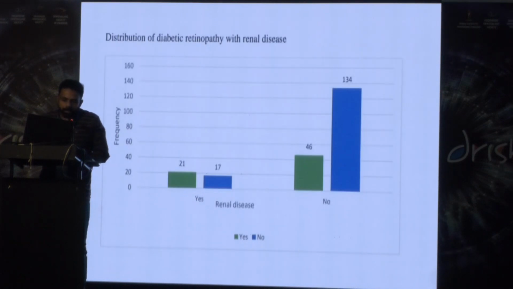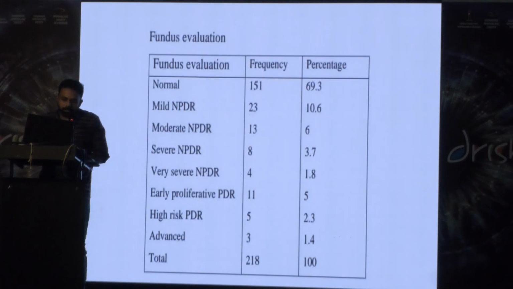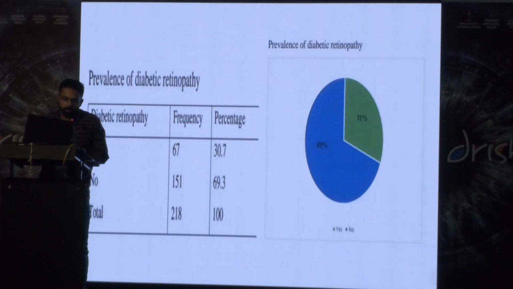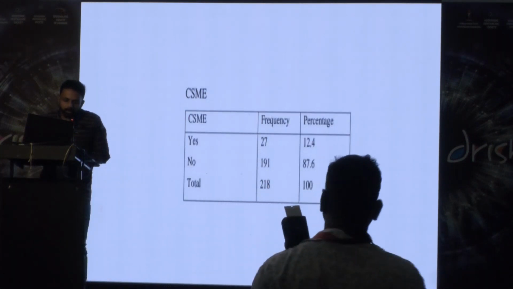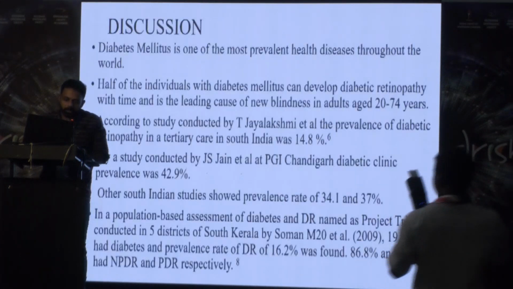Hypertension and diabetic retinopathy, and renal disease. Among fundus evaluation, mild retinopathy was seen in 10.6%, moderate 6%, severe 3.7%, very severe 1.8%, early proliferative 5%, high risk PDR 2.3%, advanced 1.4%. So the total prevalence was found to be 31% in the study. CSME was seen in 12.4%.